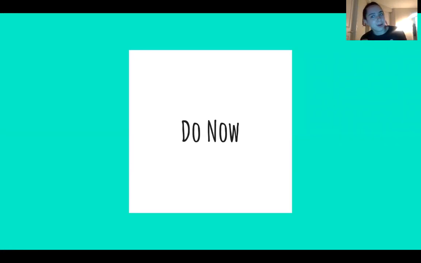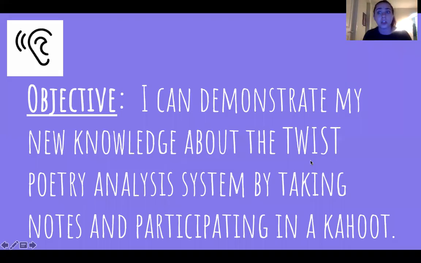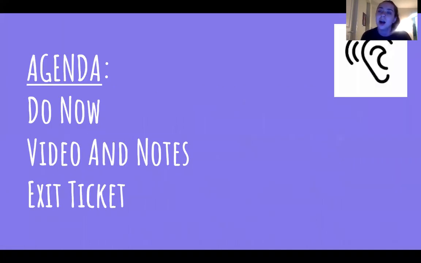All right, you're back. Wonderful. Glad you got the definition of those two words down. We can move on to our next step, which is to talk about your objective. Your objective today is I can demonstrate my new knowledge about the TWIST poetry analysis system by taking notes and participating in a Kahoot. So there will be a Kahoot by the end of the lesson today. So make sure you pay close attention so you can be the star of that Kahoot. I'll give 10 bonus points to the winner of the Kahoot. I just decided. I'll give 10 bonus points on the first Kahoot to whoever is the winner.